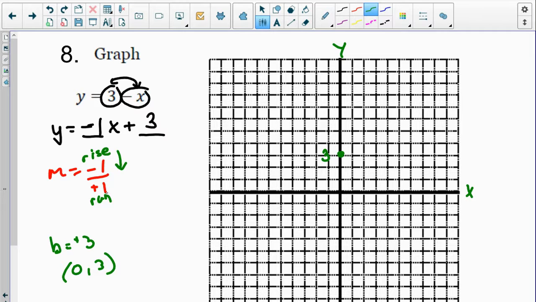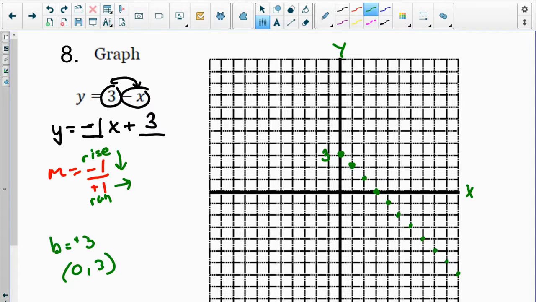And because my run is a positive value, run means go left or right, but in this case, positive means I have to go to the right. So those are the two directions I have to go before I plot my next point. And I don't restart at the origin. I start at the y-intercept. That's why we have to plot that first. So rise negative 1 means I go down 1 square, and then I run positive 1 means I go to the right 1 space. Oh, simple enough, right? Down 1, right 1, down 1, right 1. Look at how quickly we can plot all these data points that are on this line. And I'm going to go all the way till I'm out of space.